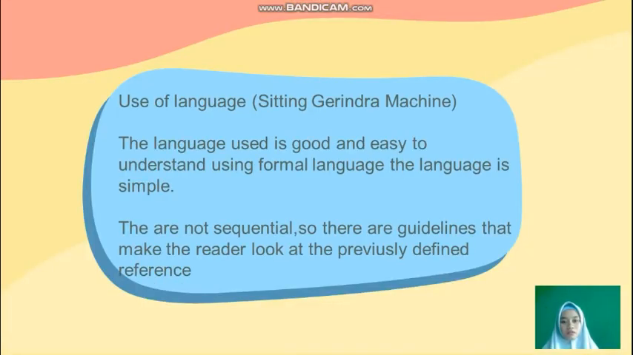Use of language in the sitting grinder machine manual. The language used is good and easy to understand, using formal language. The language is simple. It is not sequential, so there are bit-lines that make the reader look at the previously divided reference.